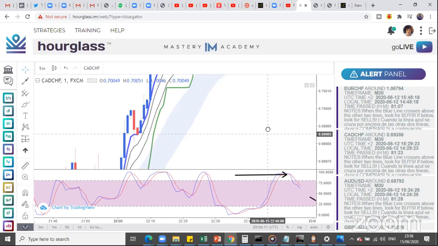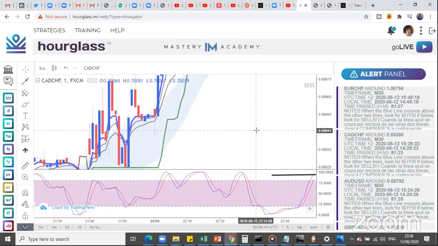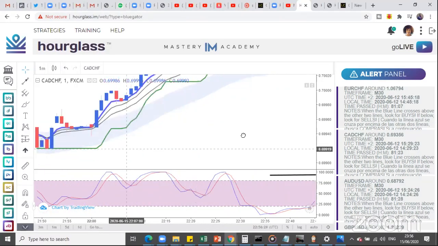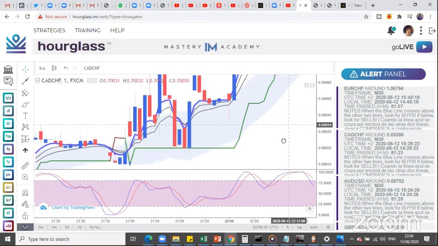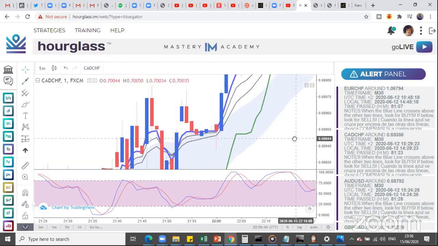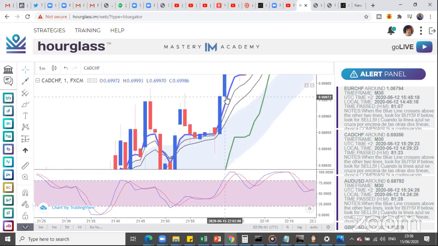The number 1 strategy that I use is the blue crossing the two black line. That is the major. Look at what happened here. The blue was at the top until it comes down back. You don't have business. But when it crosses up again, guys, look at what happened. It went up like crazy.